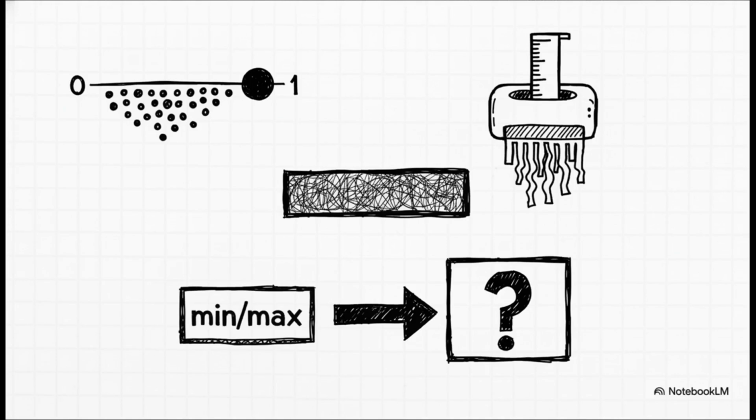Its biggest weakness, by far, is its sensitivity to outliers. A single crazy value can squash all your other data points into a tiny little corner of that 0 to 1 range, basically hiding all their useful information. You also lose the original units, which can make things harder to interpret, and this is a big one. You have to save the minimum and maximum values from your training data so you can apply the exact same scaling to any new data you get later.